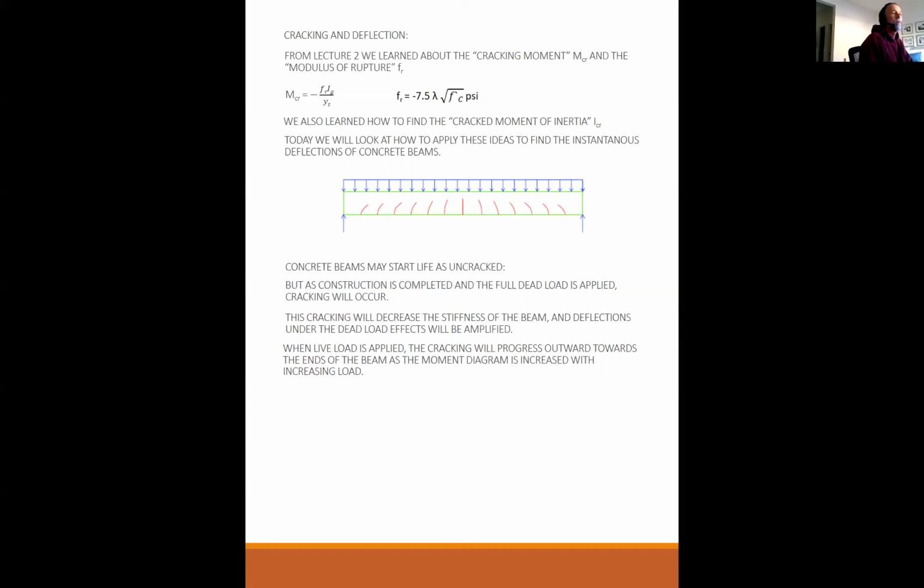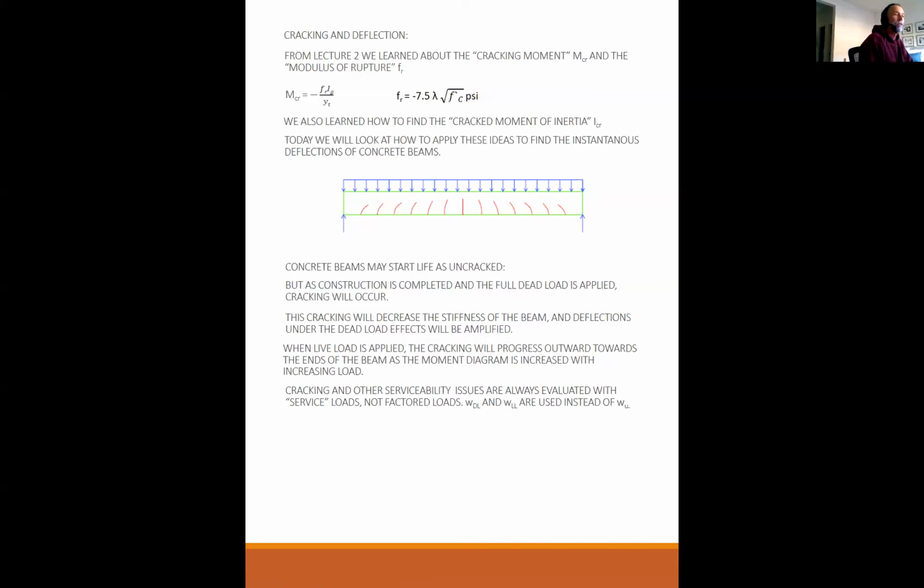When the live load is applied, the cracking will progress outward towards the ends of the beam as the moment diagram is increased with increasing load. So the more load you put on there, the more the cracking spreads across the span of the beam.